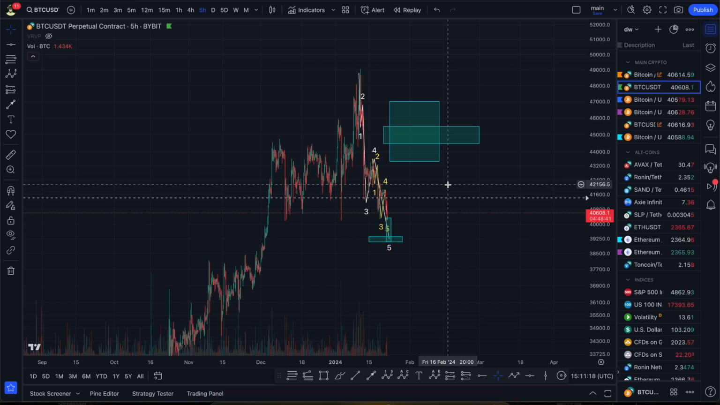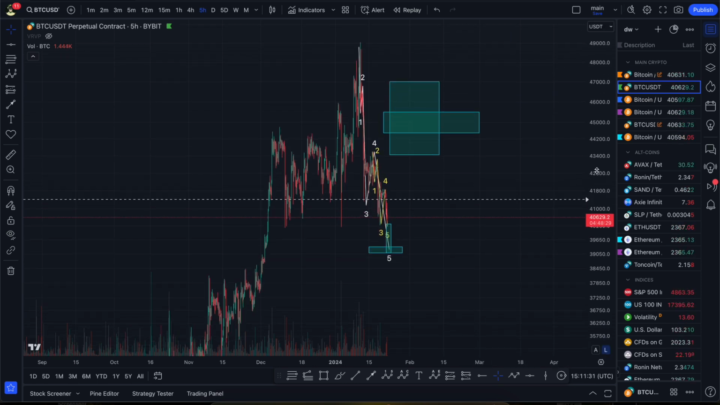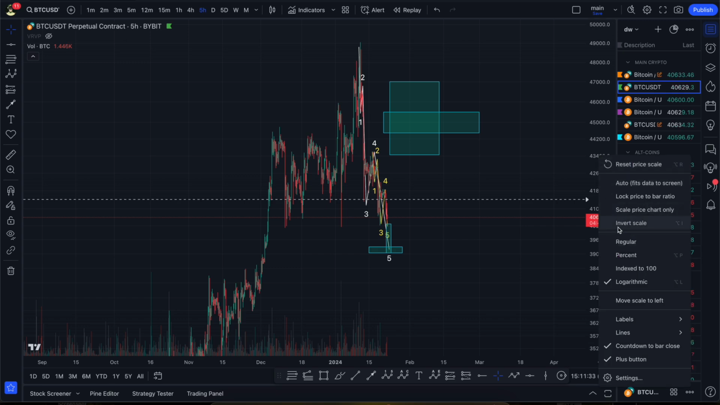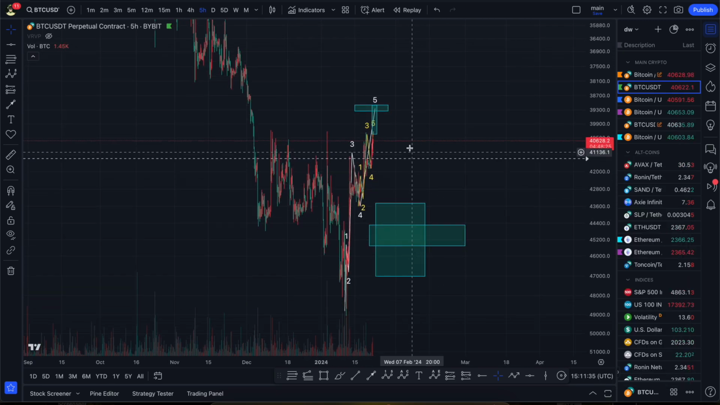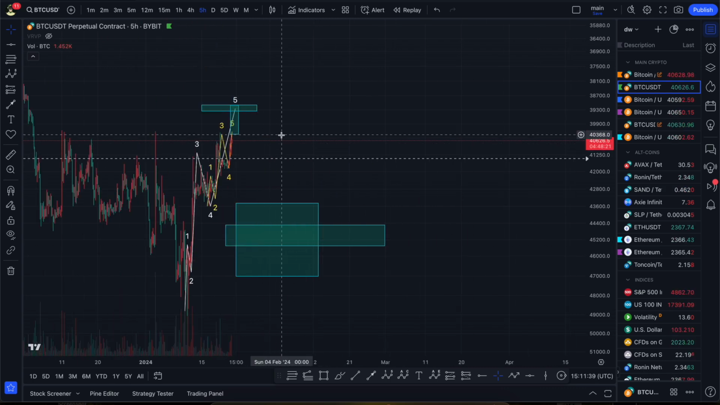But one more thing, how I can help you with this and give you a really great tip, which I'm personally also using, is to invert the chart. This is one of the best things. So here you can click on the right panel where you can see the scale of the dollars. You can just press this invert the scale, and you can see a more bullish picture, right? And it will be easier for you to look at the impulses.